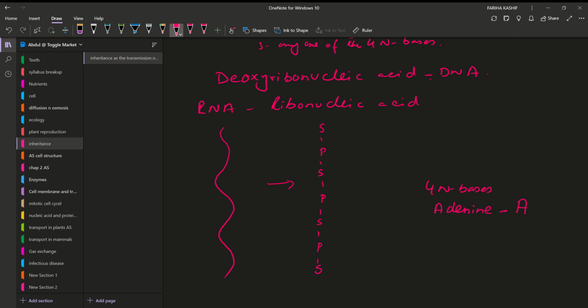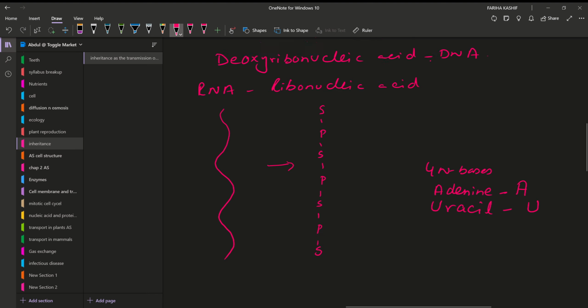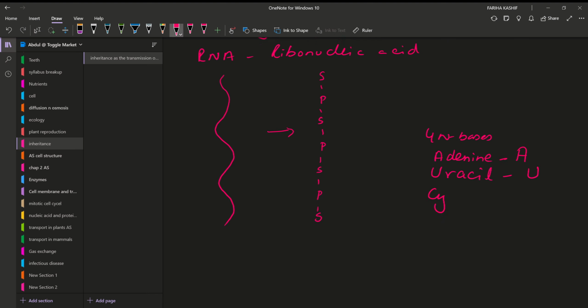Now adenine, and instead of thymine, it doesn't have thymine. बस यही difference है RNA और DNA में. These are the differences between the DNA and RNA's nitrogen bases. It contains adenine, but it does not contain thymine. Instead of thymine, it has uracil, which is represented with capital U. And cytosine and guanine.